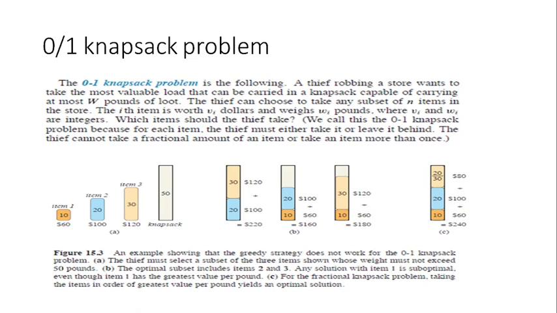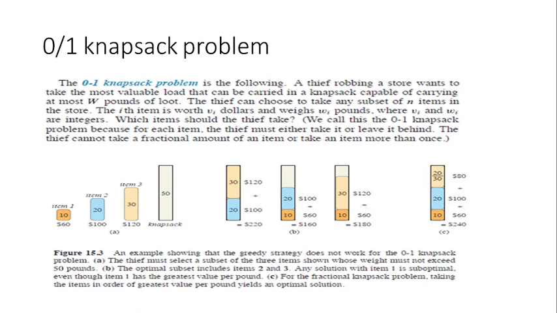The problem statement says the thief has to carry n such items, let's say 10 items or 3 items. If there are 3 gold items, the thief can either pick the first item or leave it. He can either pick the second item or not pick it. He either picks the third item or leaves it. If he picks, it is 1. If he doesn't pick and ignores it, then it is 0. That's why this problem is called the 0-1 knapsack problem.